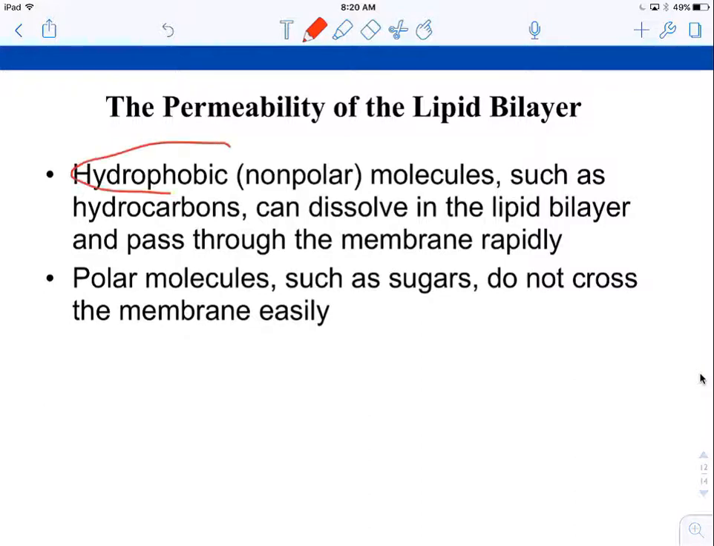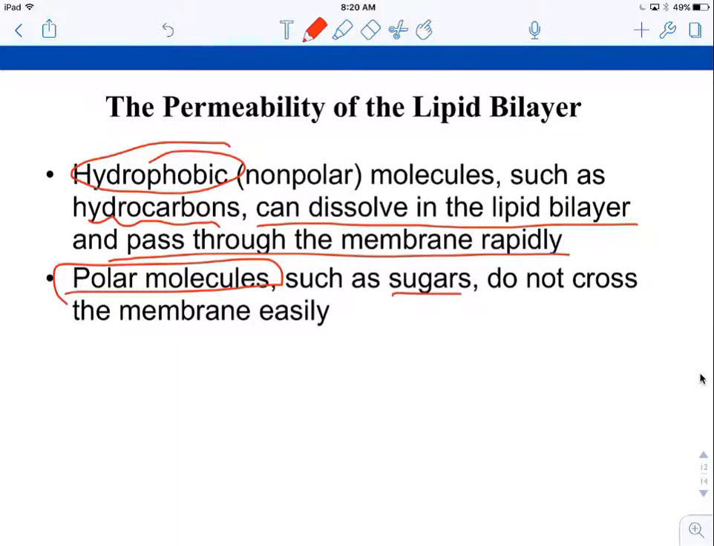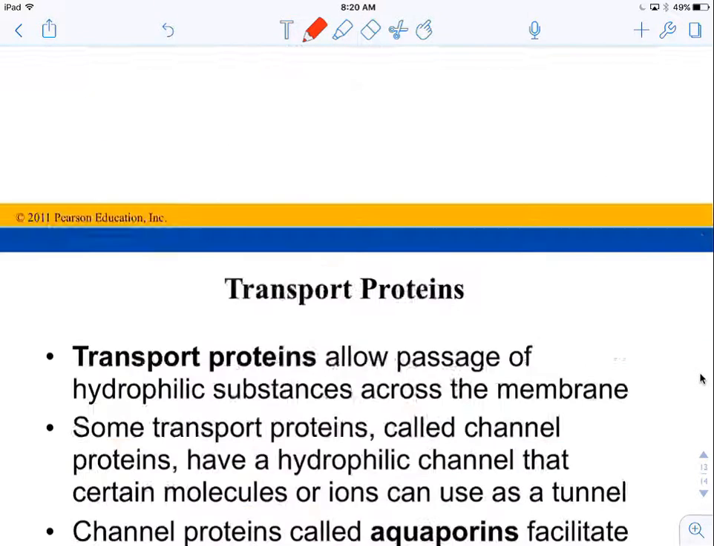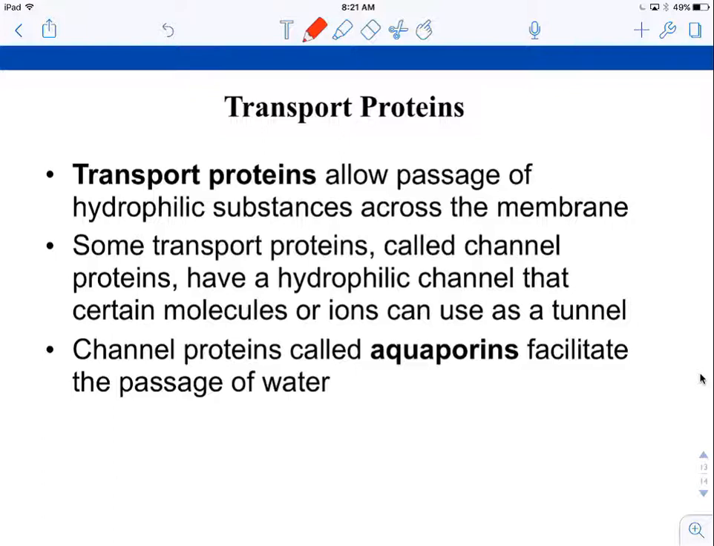So anything that is hydrophobic and small can dissolve straight through the lipid bilayer and pass right into the cell. Okay, so anything that is nonpolar, like hydrocarbons, okay, or oxygen. Oxygen molecule is nonpolar. It can zip right through. Polar molecules, like sugars or large proteins, do not cross the membrane easily. So if we want them to get in, which a lot of times we do, they need help. And things get helped across the membrane by transport proteins.